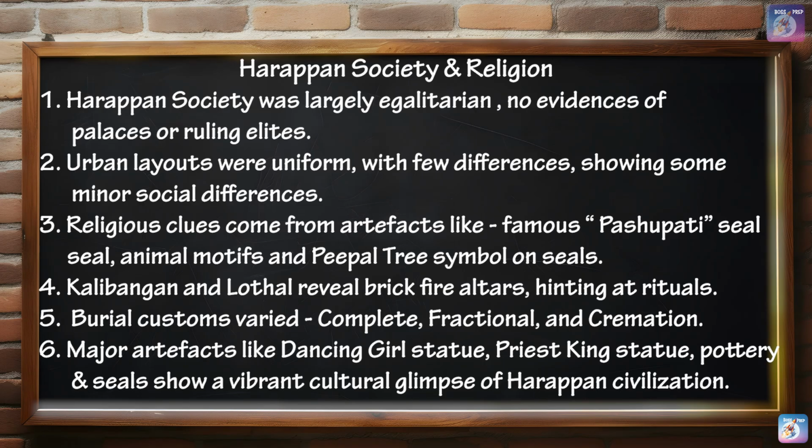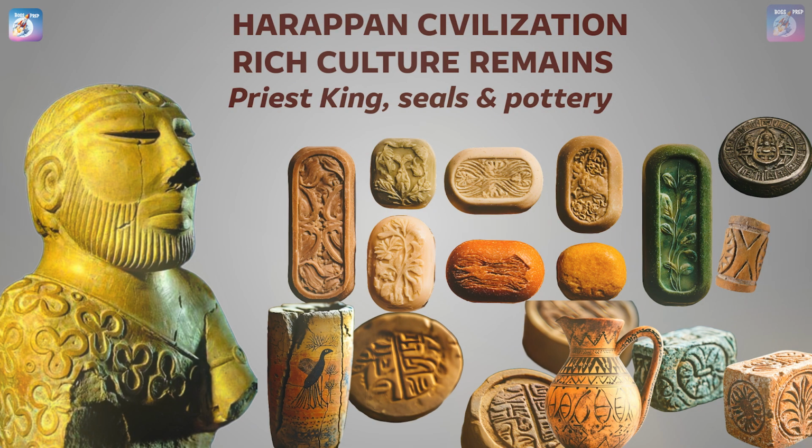Among Harappa's most iconic artifacts are the dancing girl bronze sculpture found in Mohenjo-daro, the priest king limestone figure also found in Mohenjo-daro, painted pottery, and thousands of inscribed seals. These depict a vibrant and culturally rich aspect of Harappan society.